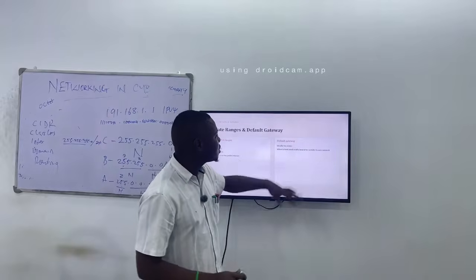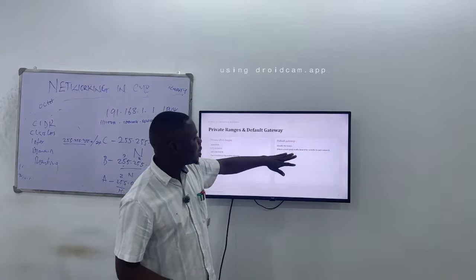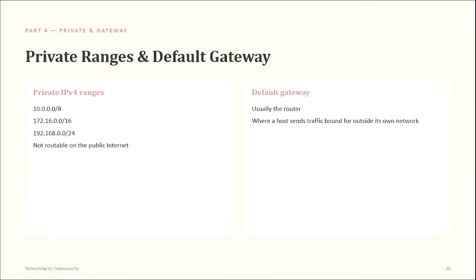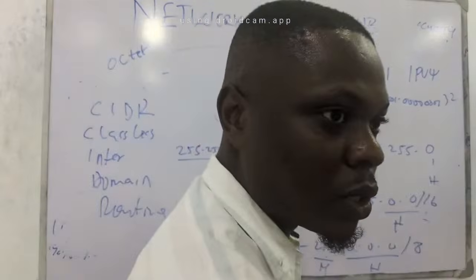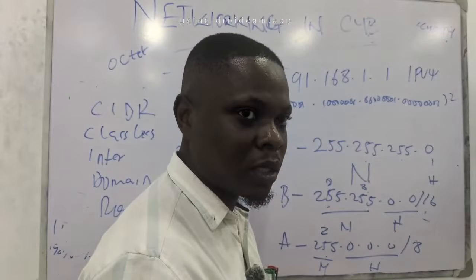So he said default gateway is usually the router where a host sends traffic bound for outside its own network. Like I explained, the router gateway, which I drew here the other time. On the router now, each of these networks has a gateway IP.